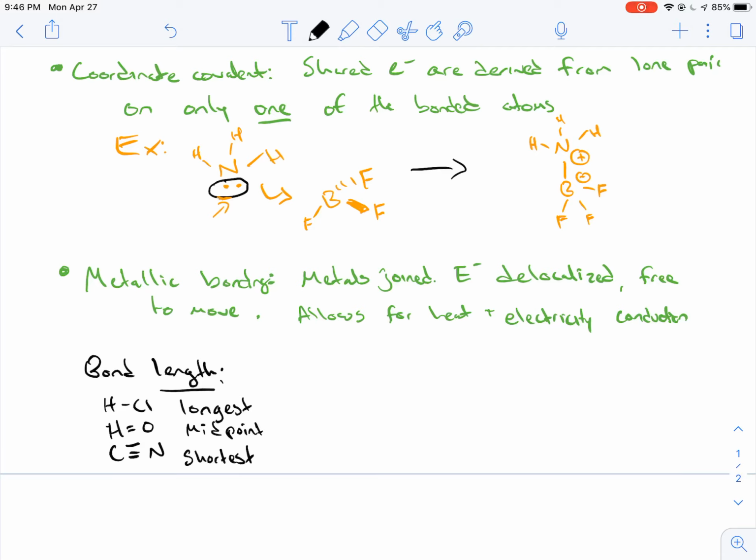And that's just bond length, strictly bond length, nothing else. When you have single bonds, the longest, all the way down to the shortest when you have a triple bond. And then we have bond energy. That is just the energy required to break a bond. And the higher the bond energy, that means it's stronger. That would mean it is harder to break.